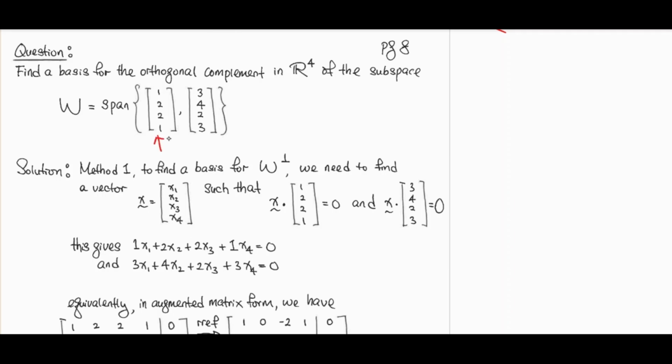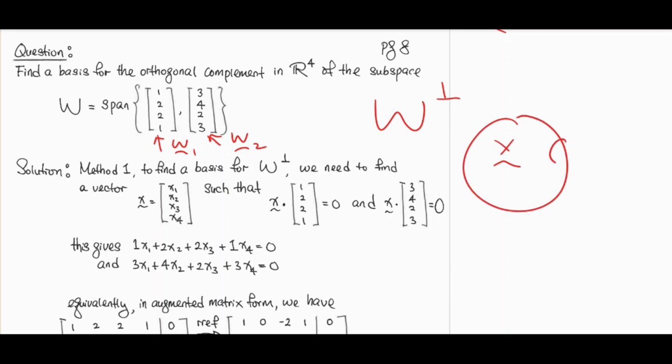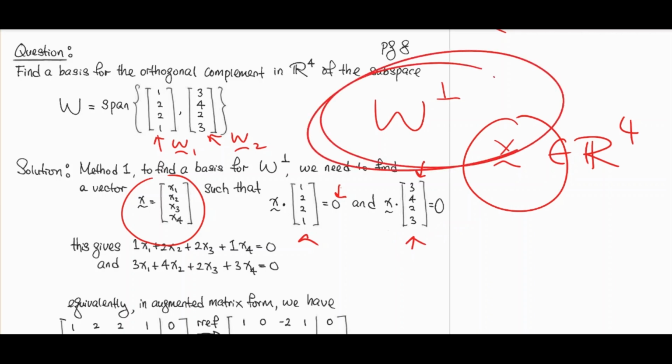So W is spanned by, let's call this vector W1, and let's call this vector W2. Using the theorem, if you want to find W perp, then we just need to find all the vectors in R4 with the property that x dot W1 gives you 0, and x dot W2 gives you 0. You basically just find all the vectors that are orthogonal to these two vectors, and that is enough to identify all the elements in W perp.